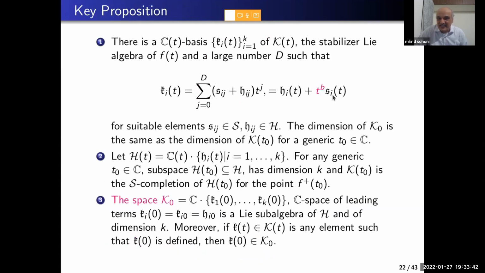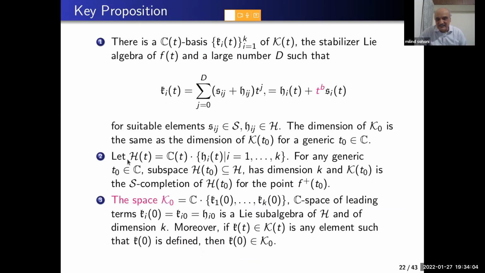So really this SI of T is nothing but the S completion of HI of T, right? And that T to the B is coming because, as we go closer and closer, the S completion becomes, the requirement of S becomes smaller and smaller, right? I mean, just applying the local model to this, in just carefully looking at the degrees.